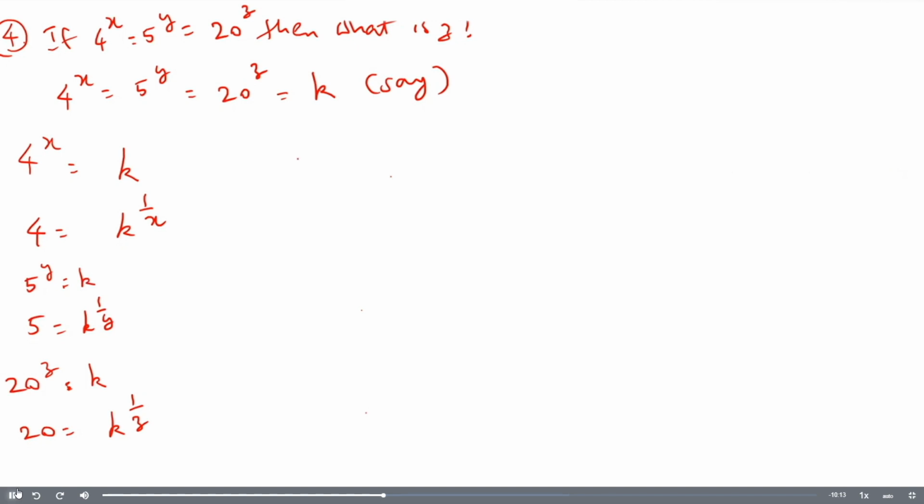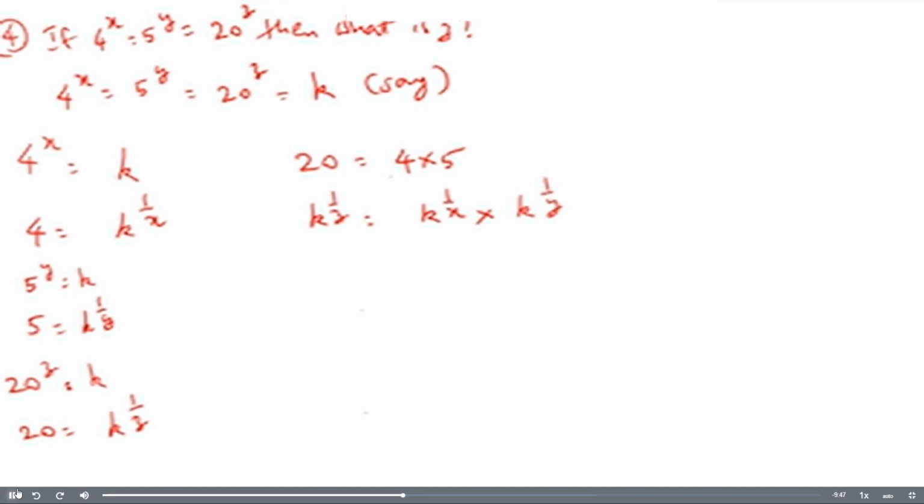Now you know that 20 is equal to 4 into 5. So k to the power 1 by z, which is 20, is equal to 4, which is k to the power 1 by x, into 5, which is k to the power 1 by y. Now we have arrived at an equation for 4: the value of 4 is equal to k to the power 1 by x.